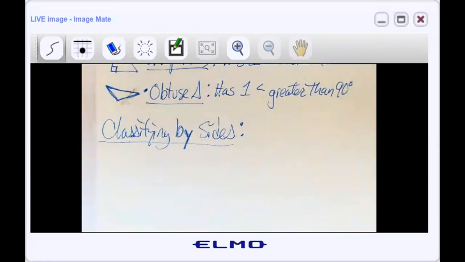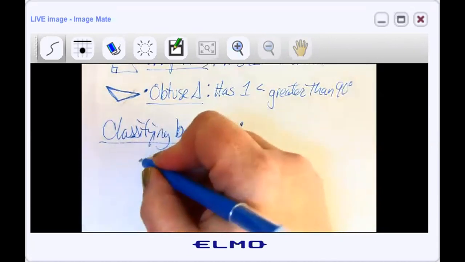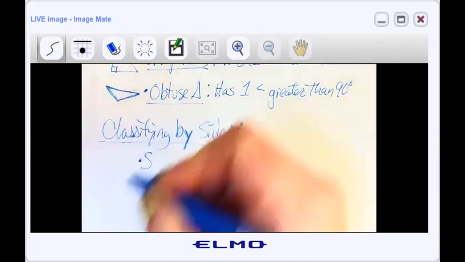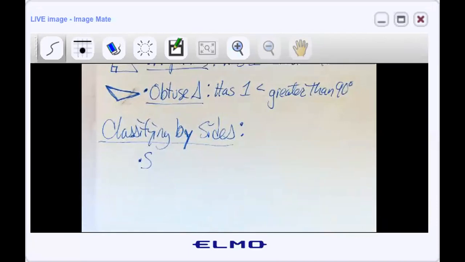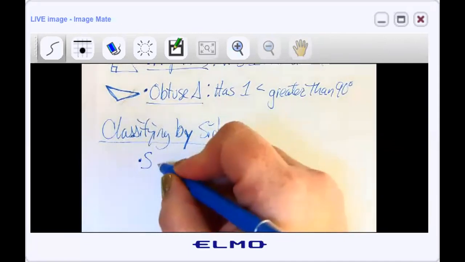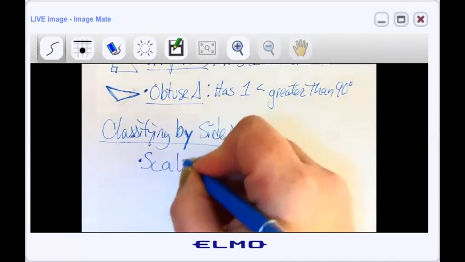Gosh. Anyway, classifying by sides. I'm looking for the word that describes a triangle that has all three side lengths as different measures. Starts with an S. Anybody remember? Supplementary. Good guess, but no. The word I'm looking for is scalene.